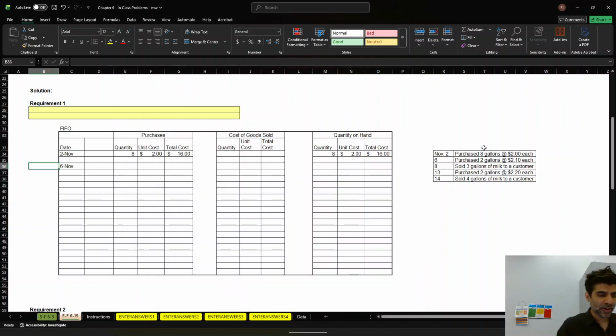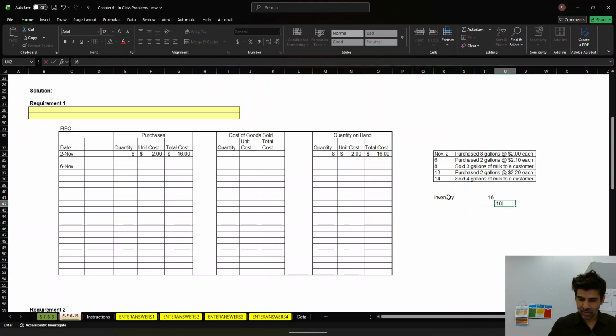Okay. So this first transaction, it's worth $16. So I'm just going to do the journal entry. We don't have the full information to do the full journal entry, but it's basically going to be something like inventory, debit 16, credit, I don't know, cash, accounts payable. Okay. So the point is that we're using the total amount of the purchase in our journal entry. So this would be November 2nd.